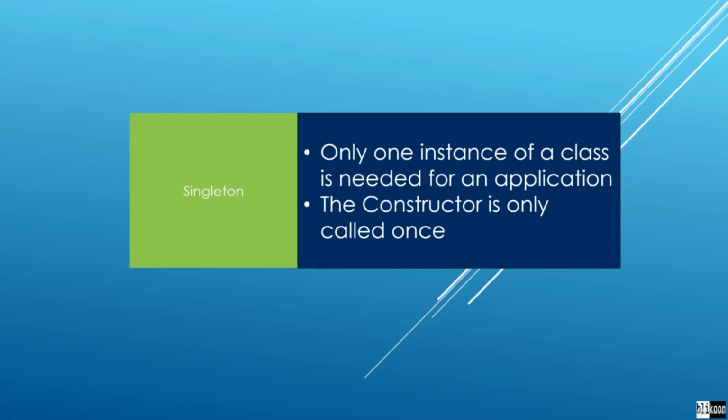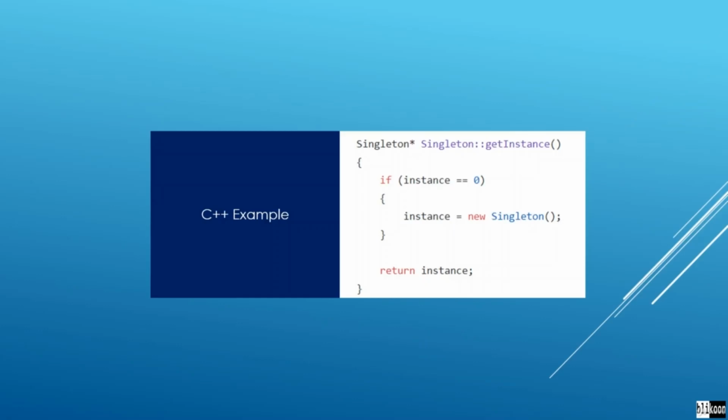When your class is used as a singleton, the constructor is only called once because you only have one object that you are using all over again. This is a simple example of how you would implement a singleton in your C++ code. You see, this is a singleton class, and you create the instances of your class using the getInstance method here.